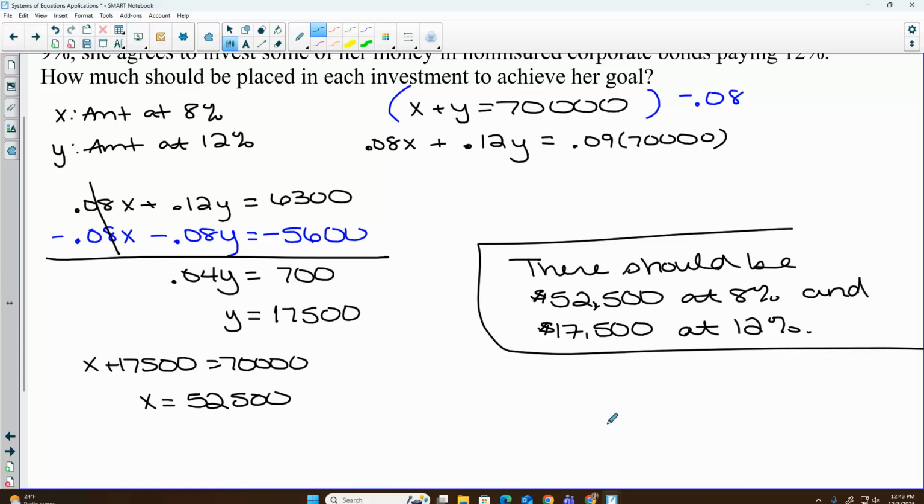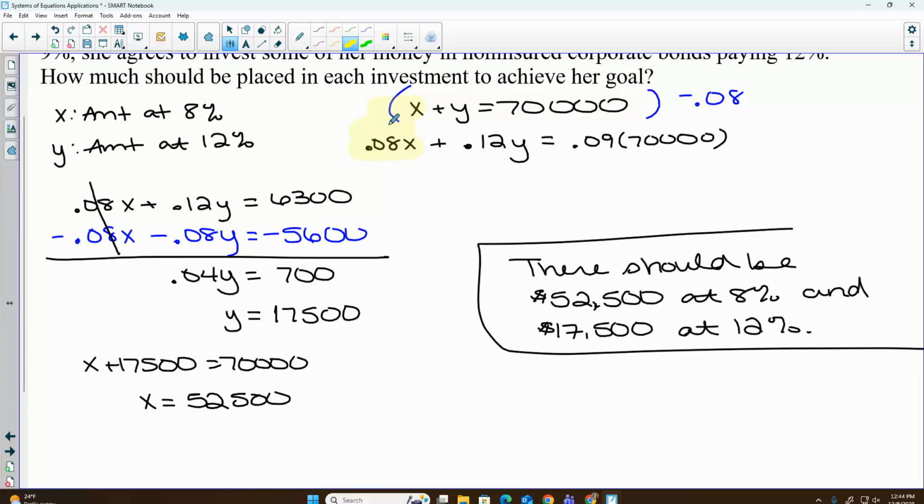On the top, when we multiply by 0.8, why do we multiply by that? Because we want to be able to eliminate, so in order to eliminate, they have to have the same coefficient, just one positive and one negative. Other questions there?